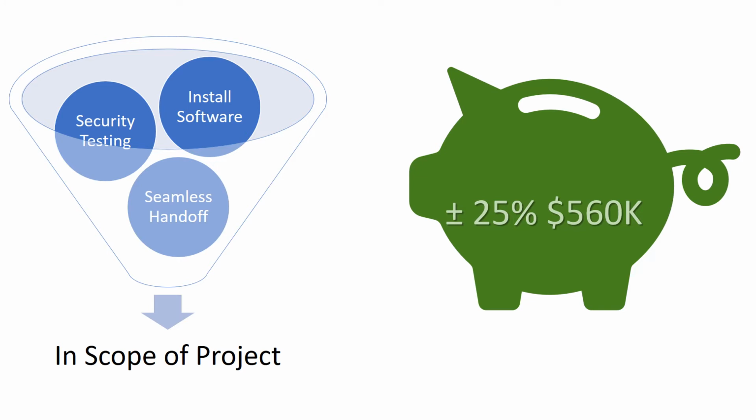So scope. The scope of the project is to install the EpicMyChart software and the respective hardware to the diagnostic imaging IT infrastructure, test for security and PHI protection, ensure seamless handoff from HIT pros to Epic support after implementation for support after our project has wrapped up. And the budget for this project was set at $560,000 with a margin of error, give or take, for 25%.